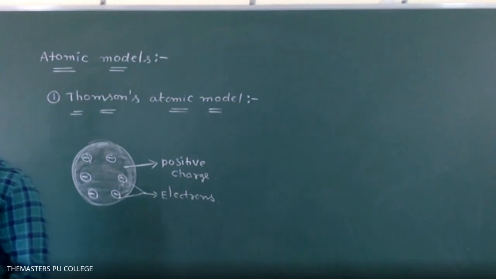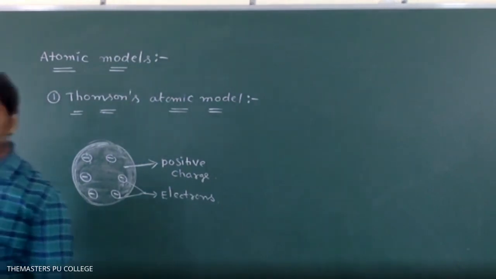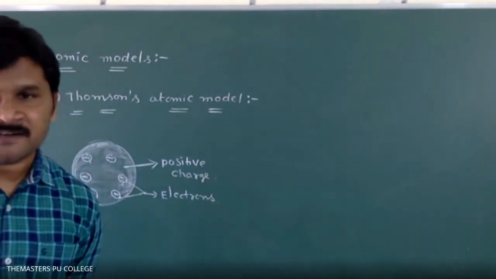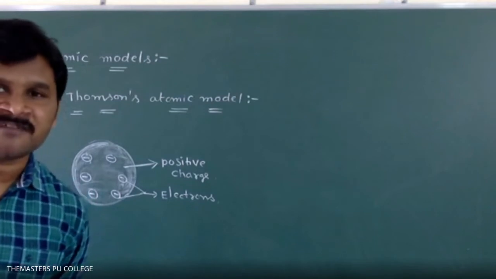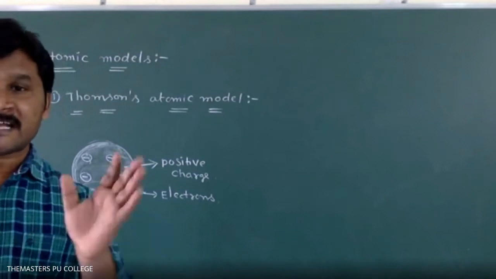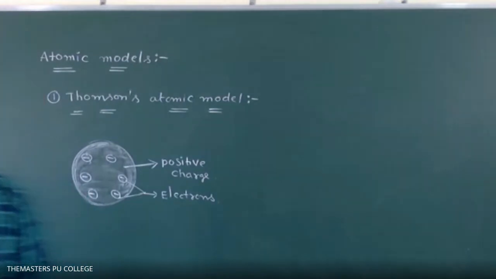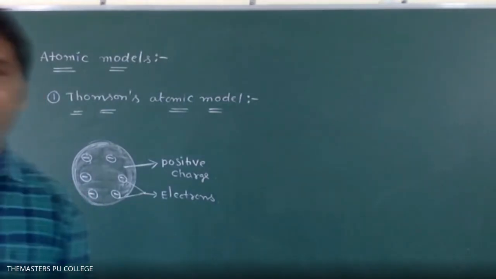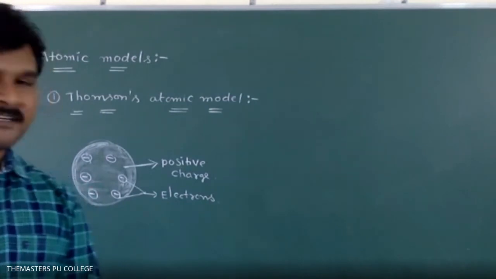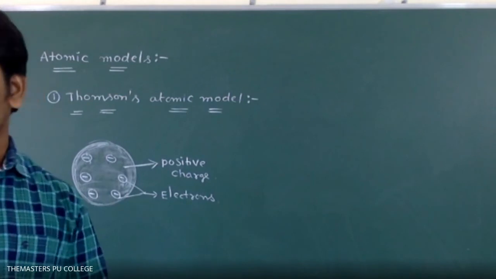Failure: it cannot explain the electrical neutrality of the atom. Electrical neutrality of the atom means why atoms are neutral. He cannot give any correct explanation. So that's why it cannot explain the electrical neutrality of the atom. So this is about Thomson's model.